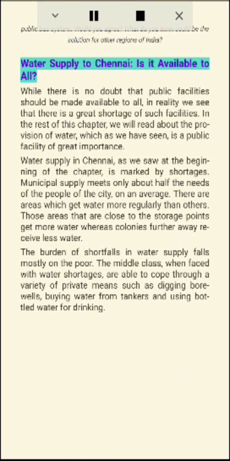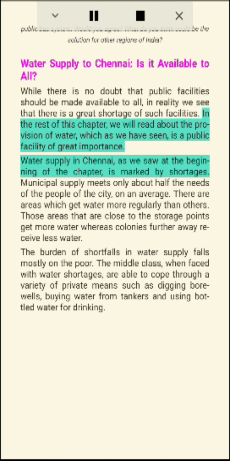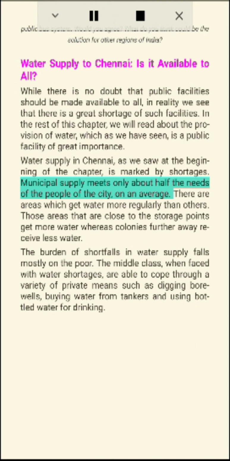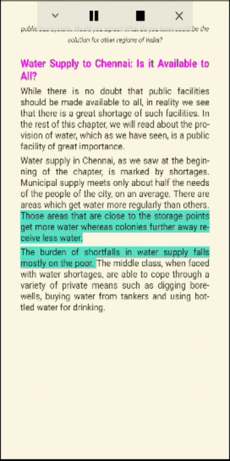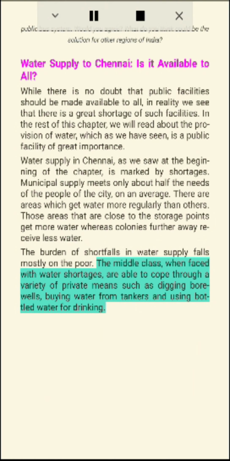Water supply to Chennai, is it available to all? While there is no doubt that public facilities should be made available to all, in reality we see that there is a great shortage of such facilities. In the rest of this chapter, we will read about the provision of water, which as we have seen, is a public facility of great importance. Water supply in Chennai, as we saw at the beginning of the chapter, is marked by shortages. Municipal supply meets only about half the needs of the people of the city, on an average. There are areas which get water more regularly than others. Those areas that are close to the storage points get more water, whereas colonies further away receive less water. The burden of shortfalls in water supply falls mostly on the poor.